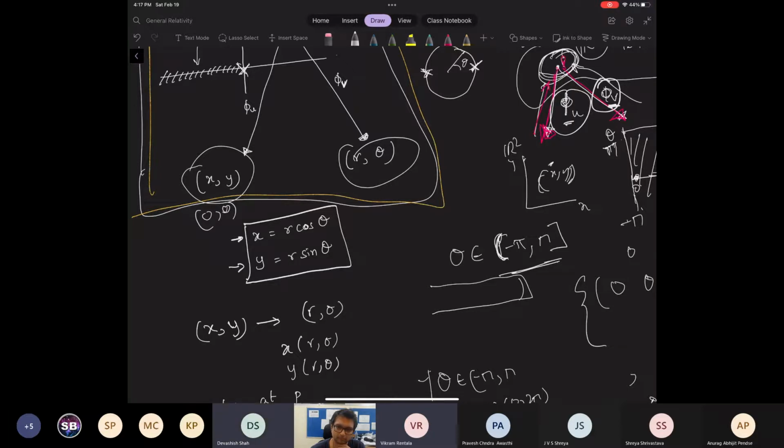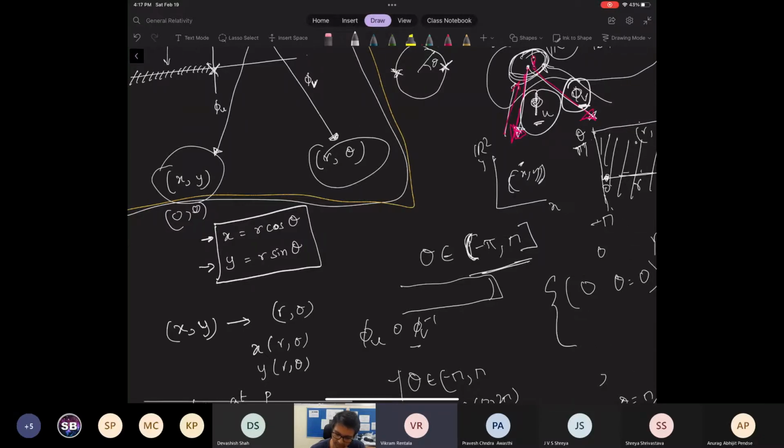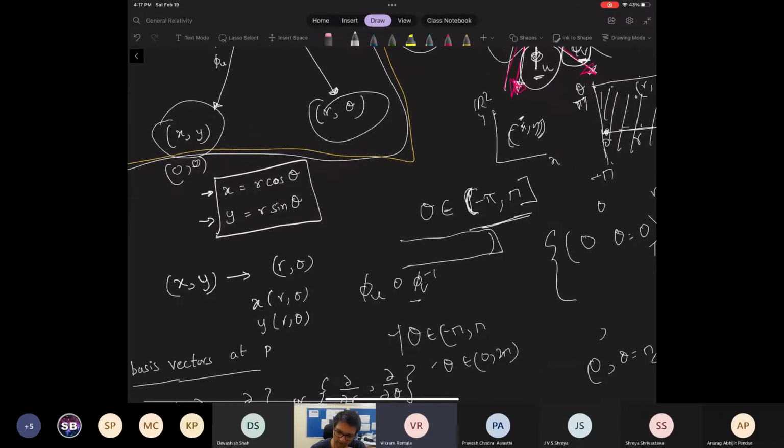Phi u compose phi v inverse. Good. Phi v inverse takes me from my r, theta coordinate back to the point P, and phi u takes me from that to my x, y coordinate. So phi u compose phi v inverse is basically a map from r, theta coordinates to x, y. So it's basically these functions.